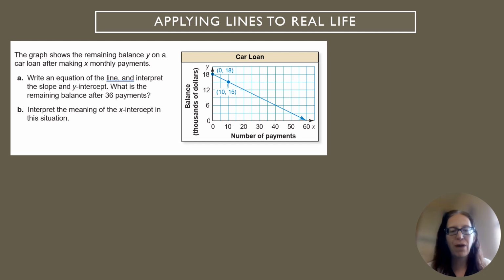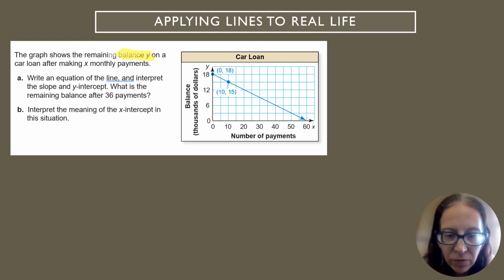So the graph shows the remaining balance, Y, on a car loan after making X monthly payments. Always pay attention to your vocabulary. If you are having an issue understanding a problem, it might be a vocab issue. So you kind of need to know what balance is. Balance is the amount of money that you still owe. So if you're going to buy a car and you take out a loan, is this a car loan? Car loan, yep.